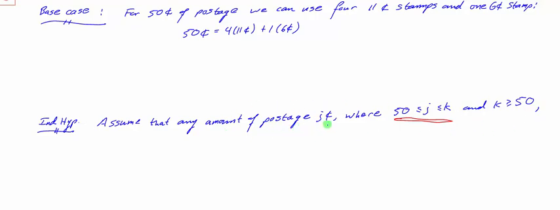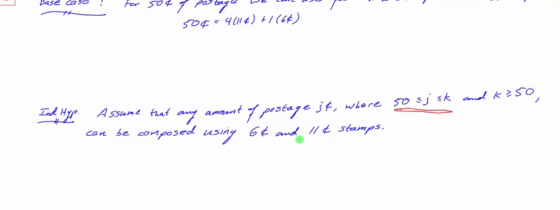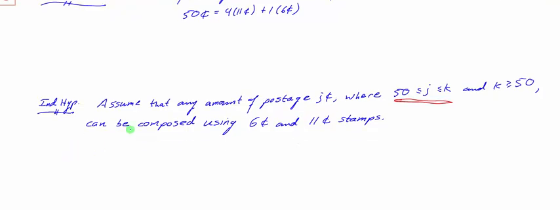So assuming that any amount of postage, j cents, can be composed using 6-cent and 11-cent stamps. So if this were a regular induction problem, I would just say assume that for some amount of postage, k cents, where k is greater than or equal to 50, we can compose that using 6-cent and 11-cent stamps. So now let's look at our induction step. And just like with regular induction, we're going to look at the k plus first case.